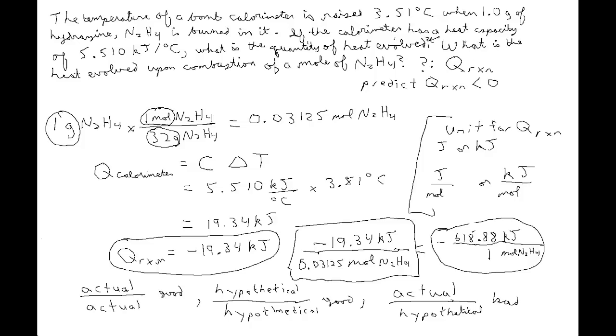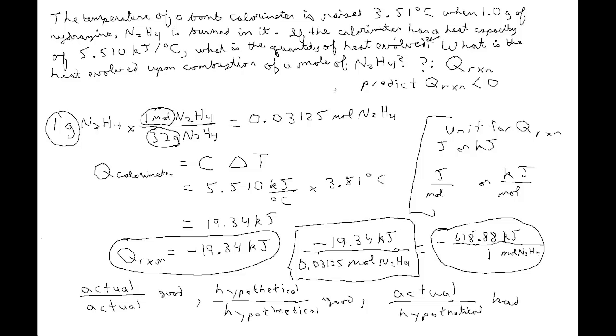And what's the answer to the second question? 618 kilojoules per 1 mole. Yeah, we know that there will be 618.88 kilojoules per mole. That was the way to answer the second question.